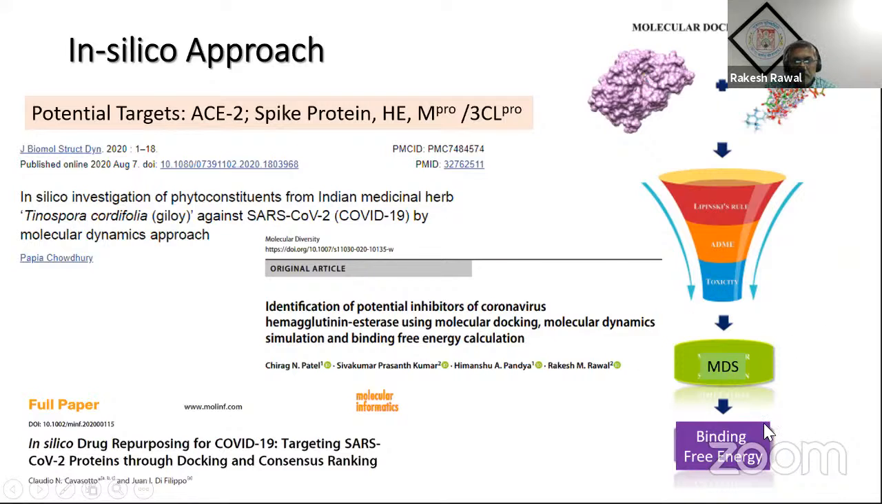Again, with the help of molecular dynamic simulation, you can exactly see how well this ligand and receptor are binding. And the whole scoring is done through the binding free energy calculation. And you end up with a few molecules. So this is the in silico approach, and there are lots of publications on this pertaining to COVID alone, right? Even people have found giloy to be one of the potent herbs, and the phytopharmaceuticals present in giloy were screened against the viral targets.